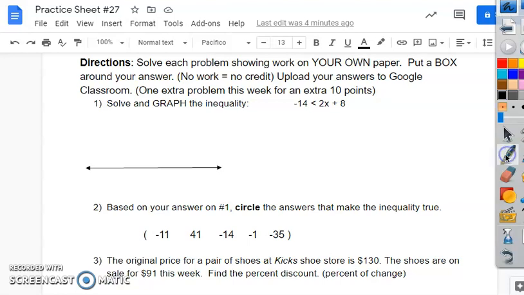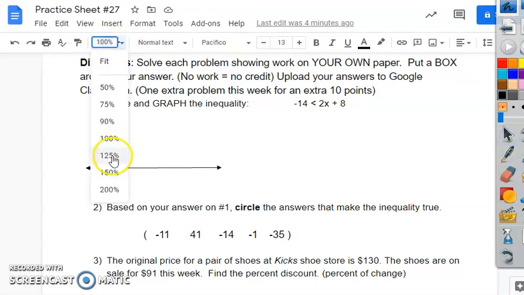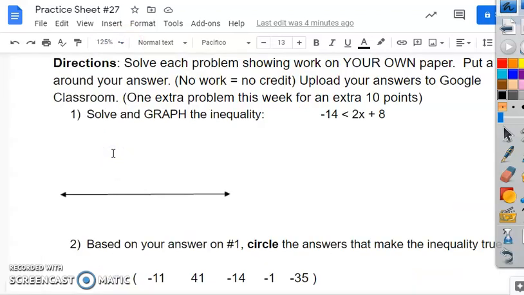Hey everyone, I am going to go over practice sheet 27 with you, and we're going to start with the first problem. We're not going to do all of this, but I do want to start it together. So as you can see here, we have an inequality, and it's a little different because our variable is on the right side, and that's not normally where we like it. So once we finish this, let's make sure that that variable is on the left.